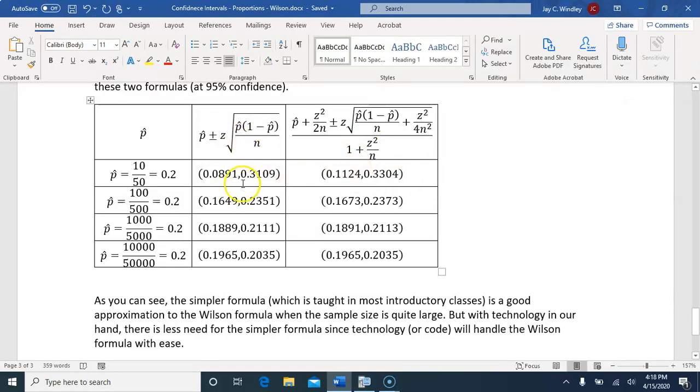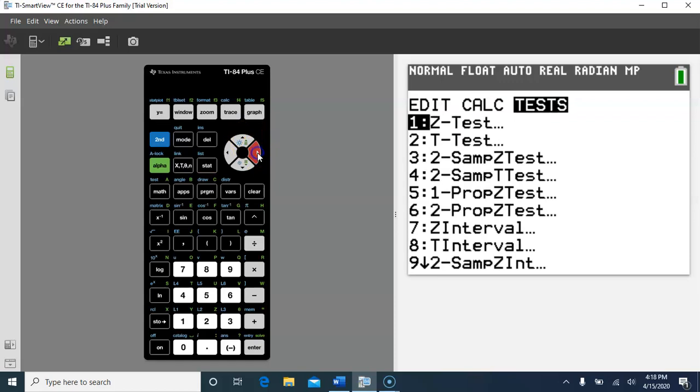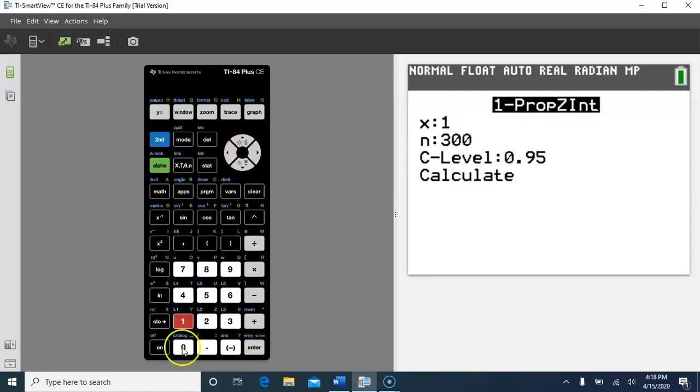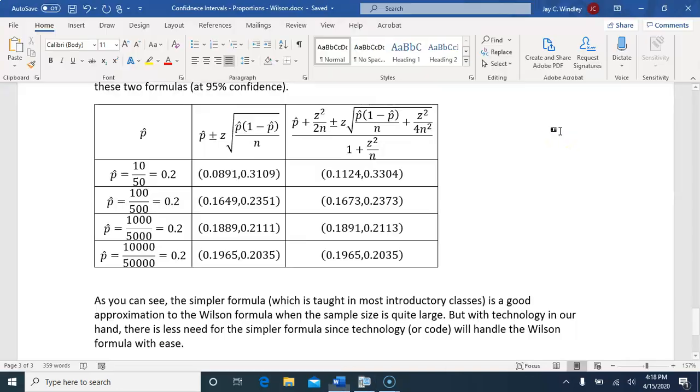If we're doing the simpler formula, that's already built into the calculator. Stat, tests, 1 proportion z interval, and we say 10 out of 50 and 95% confidence level, and this gives us 0.0891, which is here, and 0.3109, which is here. So that's how you do both formulas on the calculator.